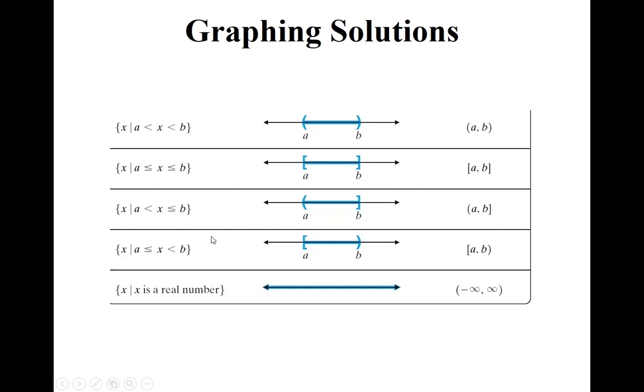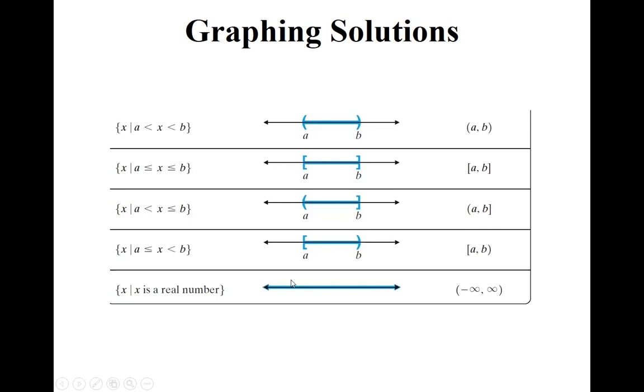And we could mix and match. No or equal to on the left, so the a gets a parenthesis. Yes or equal to on the right, the b gets a square bracket. Parenthesis at a, square bracket at b. Or maybe the a gets the or equal to, and the b doesn't get the or equal to. That's a square bracket at a and a parenthesis at b. Square bracket at a, parenthesis at b.